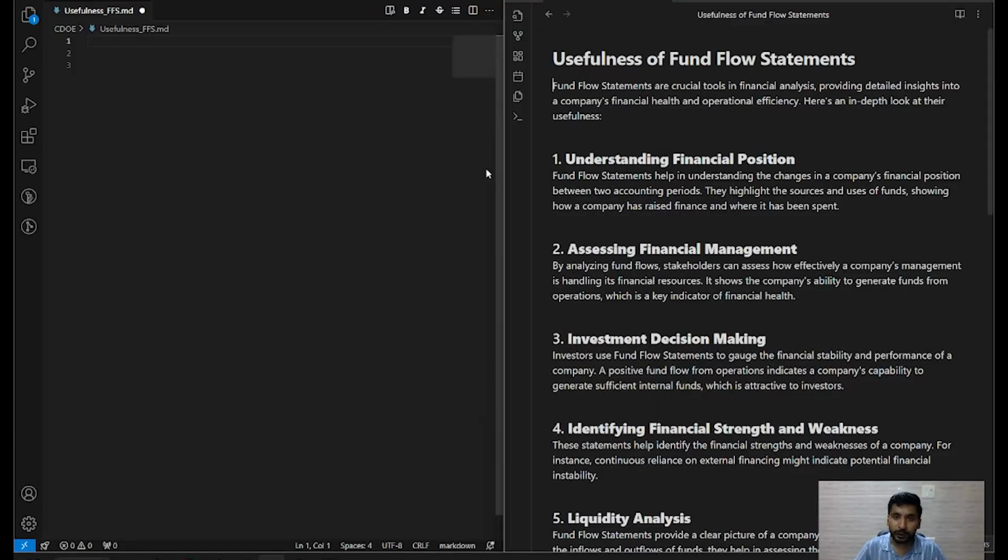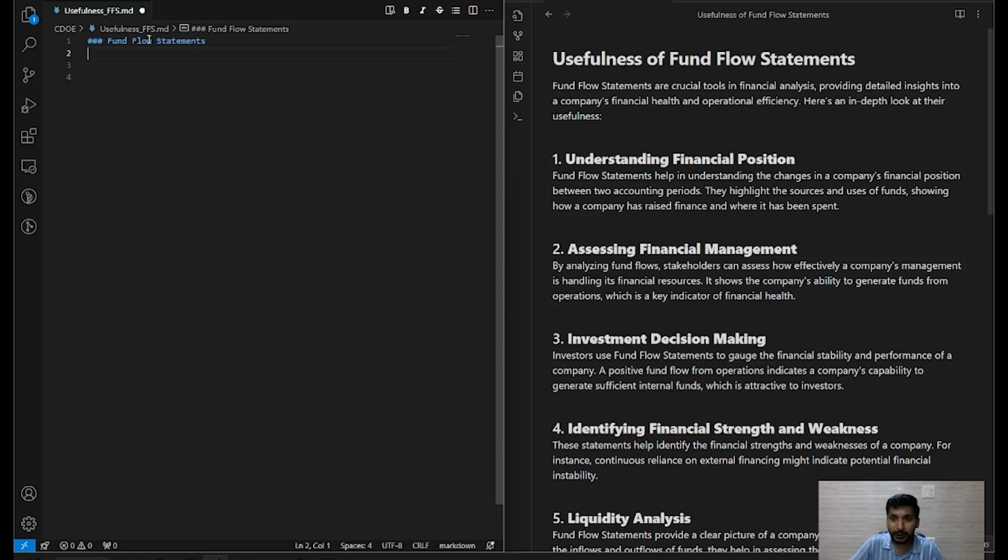And in today's video, we will be discussing the usefulness of the fund flow statement. Usefulness is another word for importance, basically. So we'll talk about the importance and the need of the fund flow statement in an organization. So what is a fund flow statement? We have been churning this definition again and again so that you can learn it by heart.